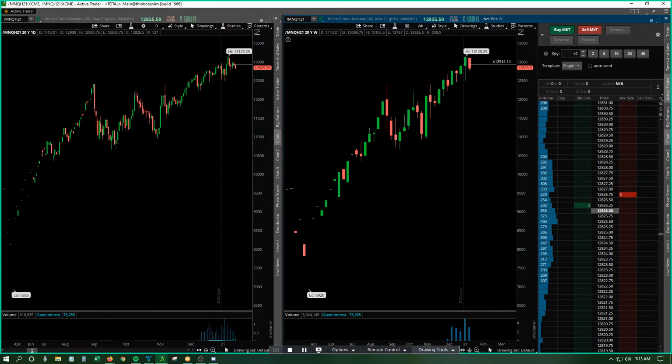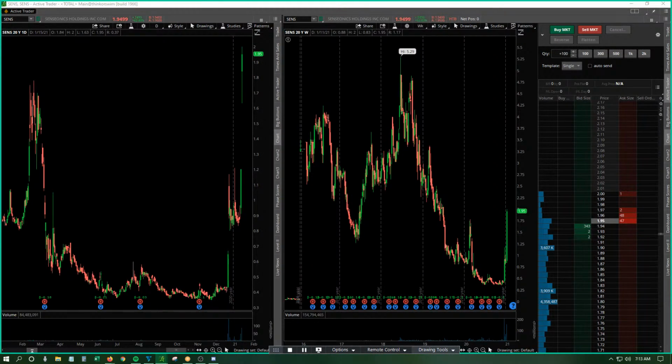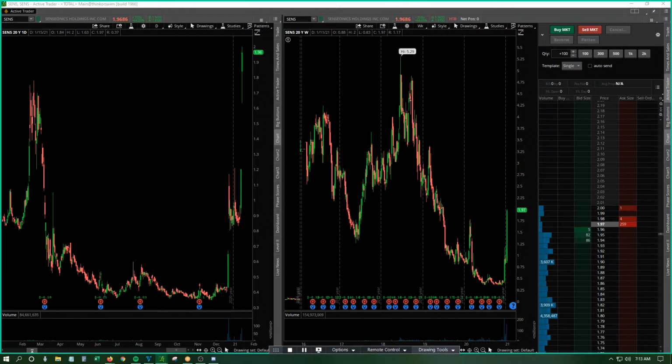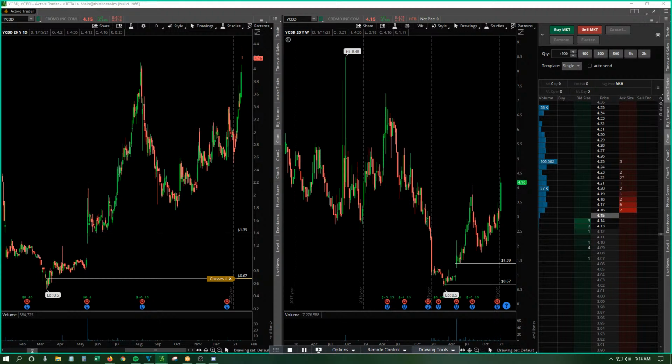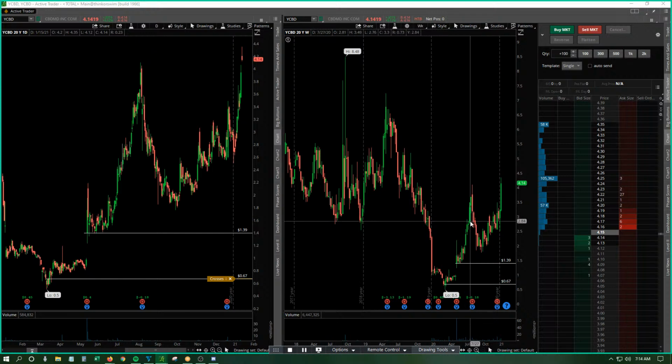Let's take a look at some stocks. What's moving here? Up 63% on this guy, SENS. Cannabis stocks all gapping up, moving higher too. CBD MD. And this thing was trading at 50 cents. Now we're at $4. Wow.